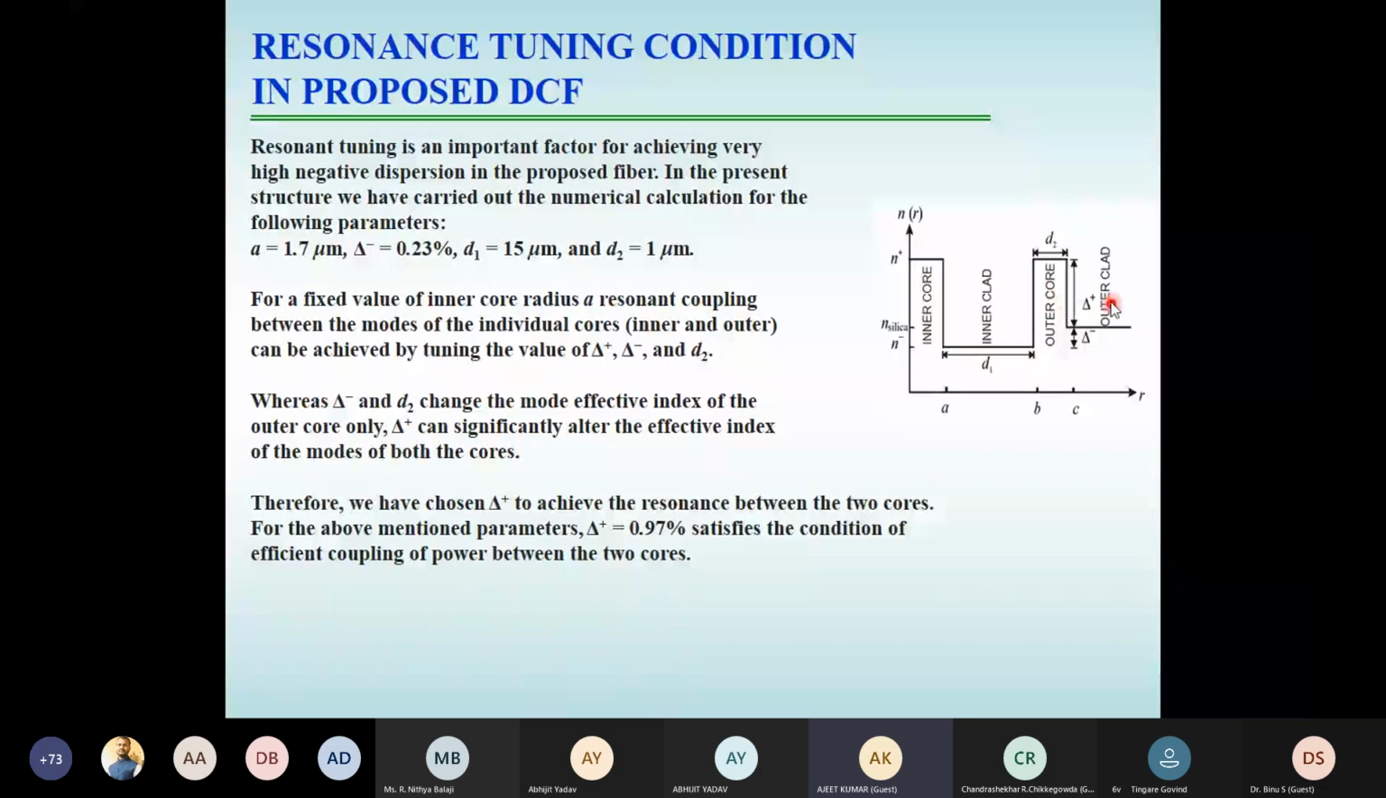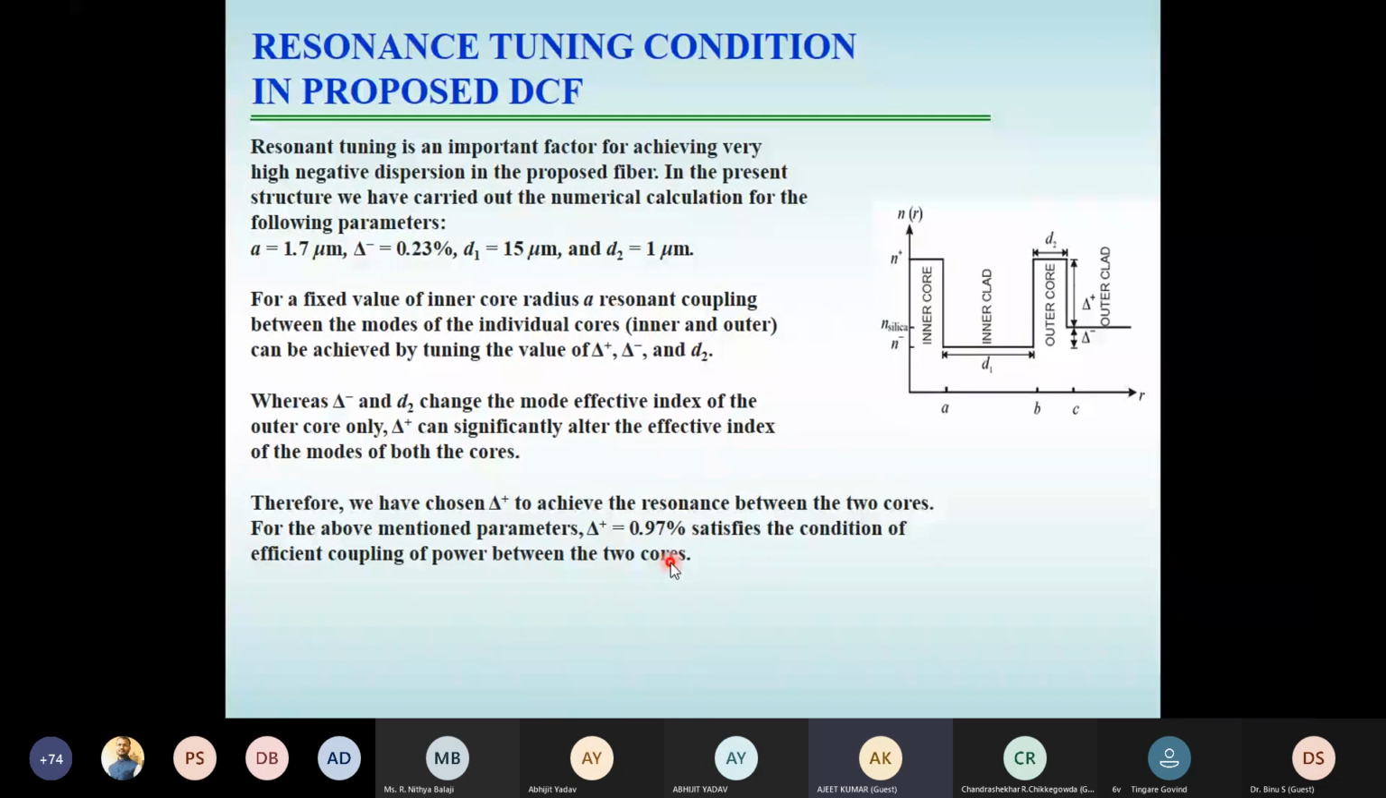However, if you tailor this del plus, it is not only going to affect the effective index of this outer core, but it is also going to affect the effective index of the inner core. Why? Because if you change this del plus, the effective index of this particular layer as well as this particular one both are going to change, and that is why we have chosen del plus to optimize this result. For the given structure, we find that del plus of 0.9697 gives the condition of the resonance.